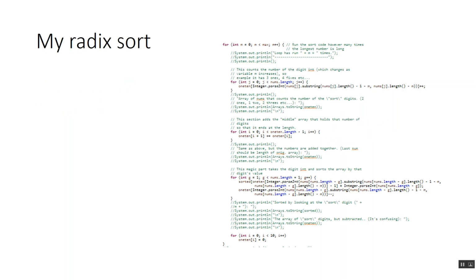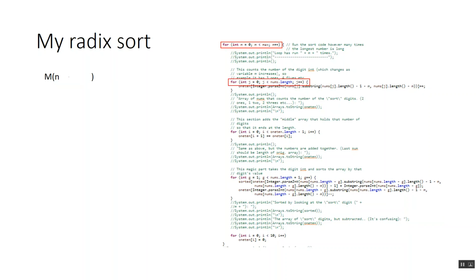So this is the main code for my radix sort program. We're going to calculate O for it. As you can see, we have a for loop encapsulating everything else. So we're going to have to multiply whatever's inside that for loop by however many times the big for loop runs. In this case, you can see it runs max times, and max is how long the longest integer is.